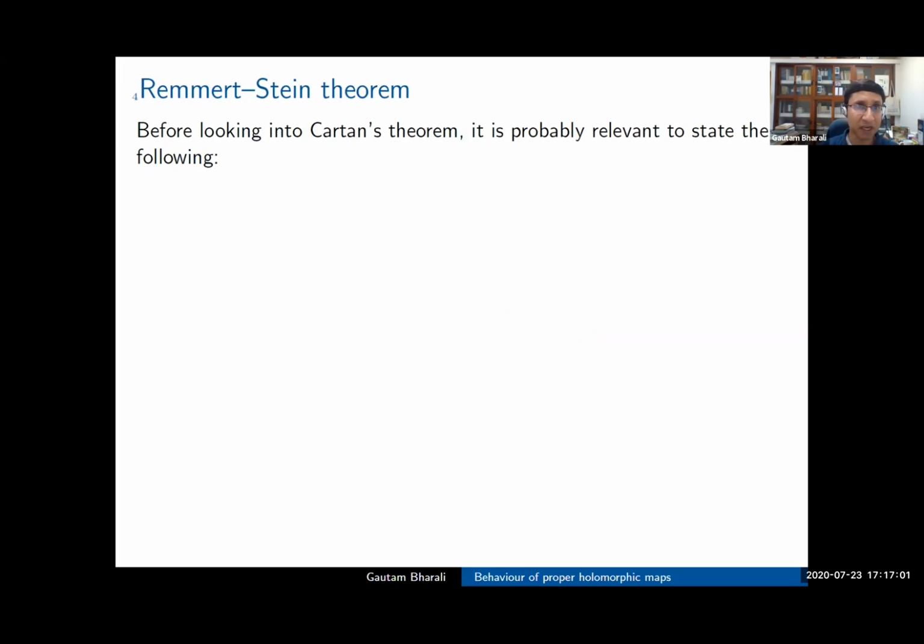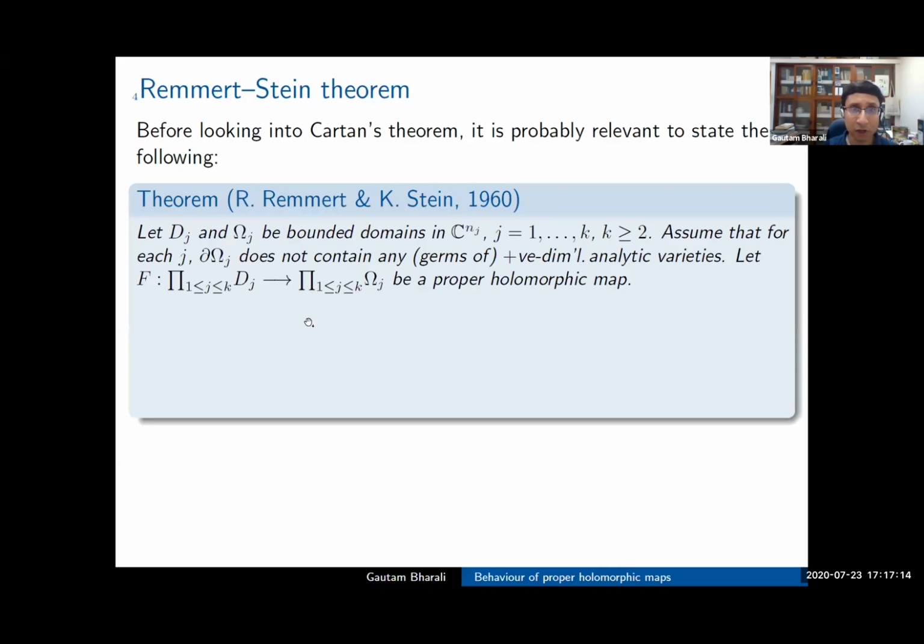All right, before we get into Cartan's theorem, let's look at a result which is somewhat within the framework of Blaschke products. For completeness' sake, I want to mention an important result in this area, by Remmert and Stein. For the analysts in the audience who would have heard of Elias Stein, this is not him. This is an older mathematician, Karl Stein.